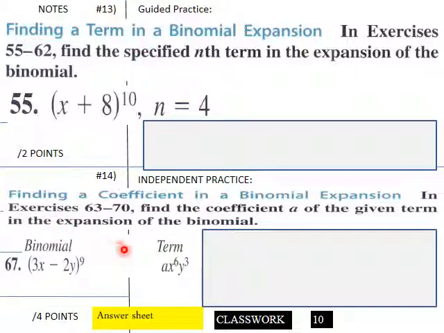And then down here, students, this is yours. Now you find this from a specified term. Go back into your classwork, go back into your notes. We're going to do this one in class now. So x plus 8 to the 10th, n equals 4.